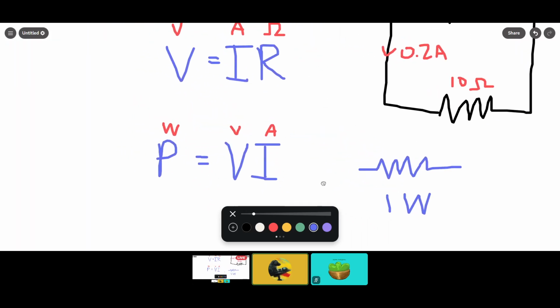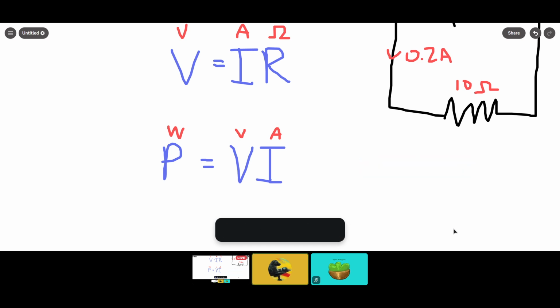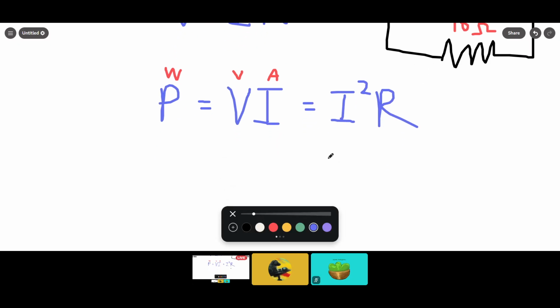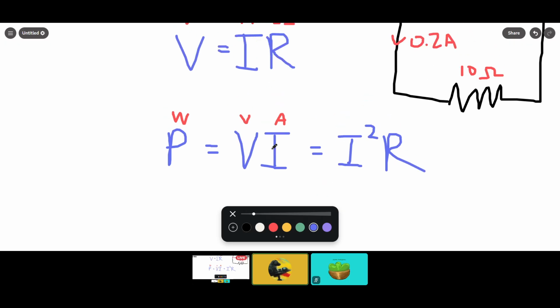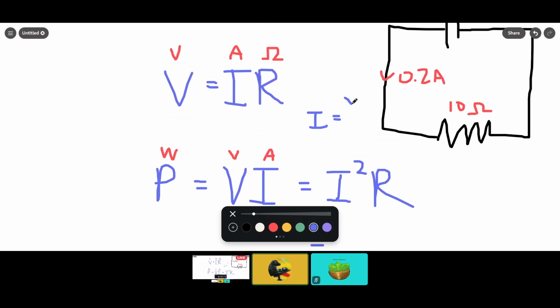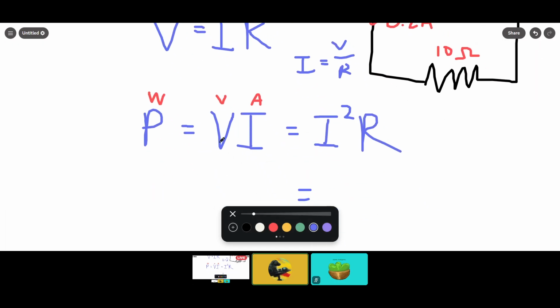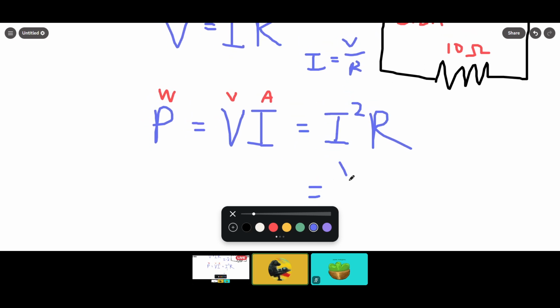You may also notice that power is not just the product of V and I, because we can replace V with IR. So this could also be I squared R. You know what I mean? And we can replace I with V over R, because if we rearrange this equation, we get this. So instead of VI, we can also say V squared over R.